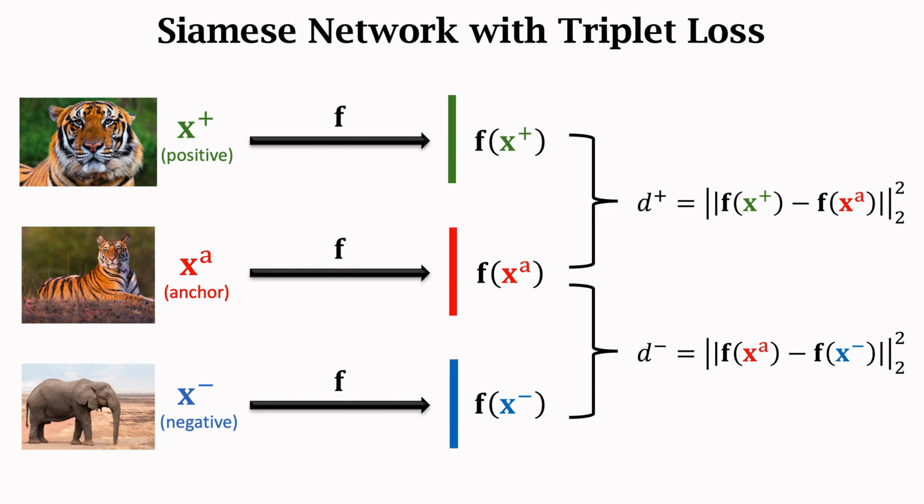Also, make d negative as big as possible. That is to make the tiger far from the elephant in the feature space. With the trained network at hand, we can compare the query image and the labeled image in the feature space. Prediction is made based on the distances in the feature space.